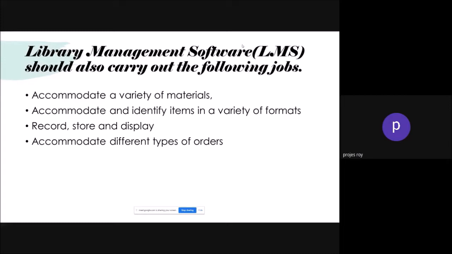So when we are thinking of automations, it is not only the book we are going to take as a resource. There will be different material like CDs, DVDs, cassettes, websites, web links, and online databases also. When you are thinking of library management software, that software should have the capacity to accommodate these kinds of books and these kinds of non-book materials.